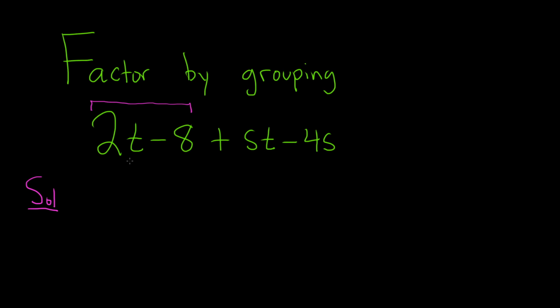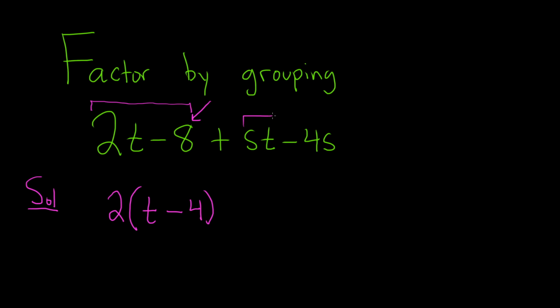So if you look at 2t minus 8, it's pretty easy to see that they both have a 2 in common. So we're going to factor out a 2 from both of these pieces. So 2, parentheses. Then you ask the question, what do you multiply by 2 in order to get 2t? Well, in this case, we're missing a t. Then you do the same thing here with the negative 8. What do you multiply by 2 in order to get negative 8? So negative 4. So we're done with the first piece.